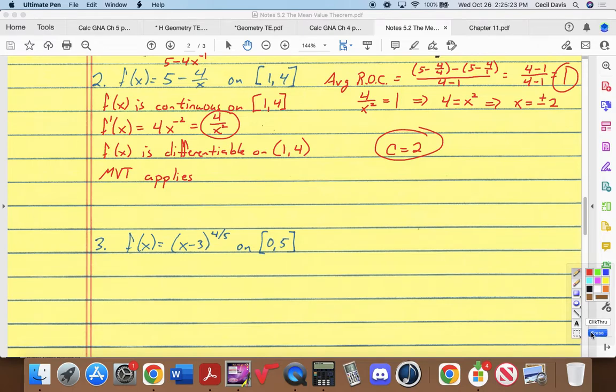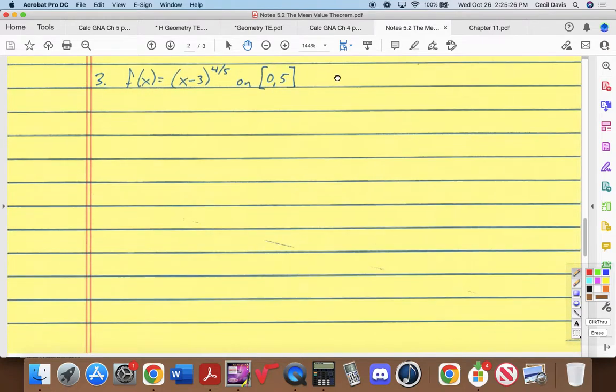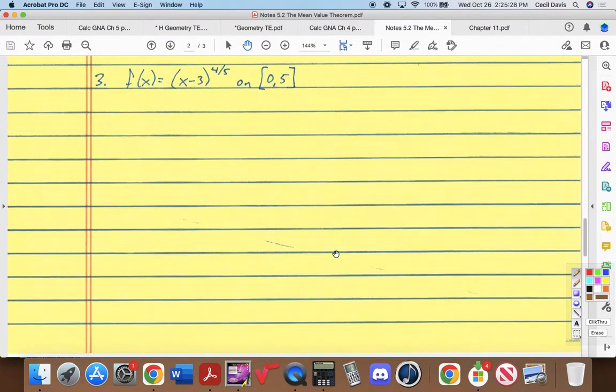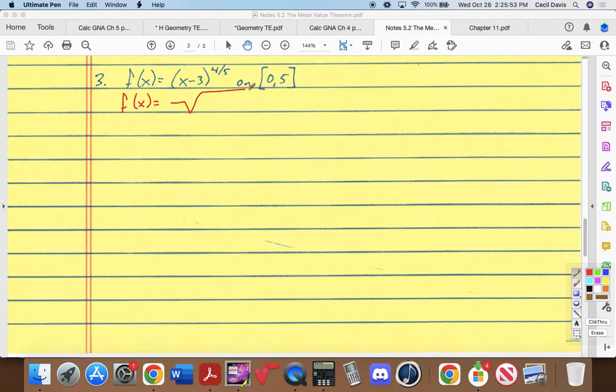All right. Let's try this one. f of x is equal to x minus 3 to the 4/5 power. In order to talk about the domain for this, you need to understand when it's to the 4/5 power, what is another way to write that? As a root? Yeah. It's the 5th root of x minus 3 to the 4th power.